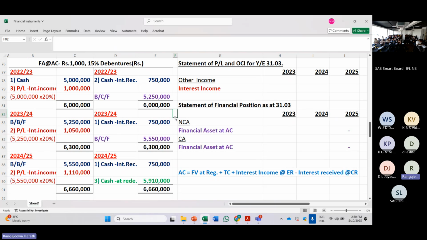Are you having financial management, corporate finance this semester? No. This is the first semester, right?